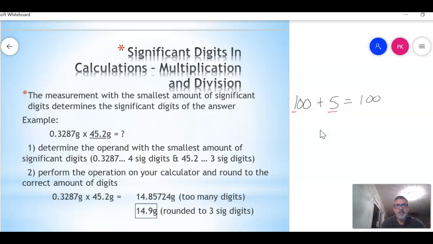All right, so measurement. Oops, we're doing multiplication. I thought I was doing addition first, so we'll come back to that. So anyway, that's kind of where we go. So here's the rule: the measurement with the smallest amount of significant digits determines the digits of the answer. All right, so let me rephrase that for you.